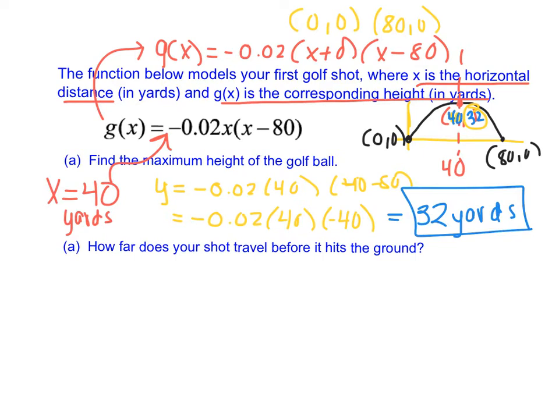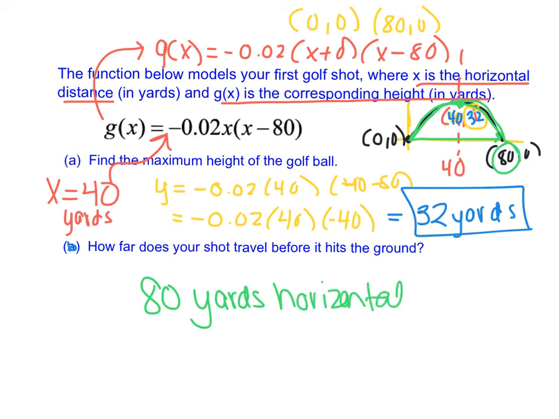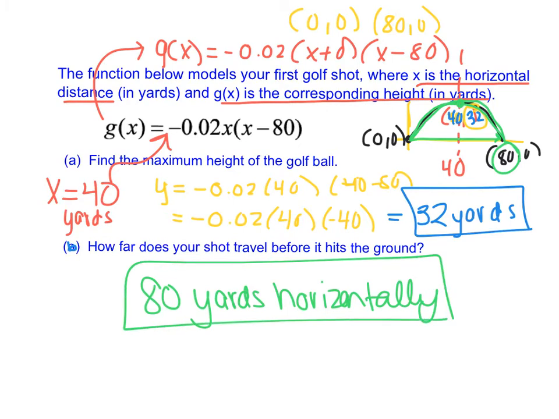Then part B of this question says, how far does your shot travel before it hits the ground? Well, we know that it goes up 32 yards, and at that point it's reached a horizontal distance away from us of 40. And because this is symmetric, it takes 40 more yards further to fall down. So you can see here's our entire distance traveled, and it's 80 yards horizontally in total that this travels away from us when we hit that golf ball.